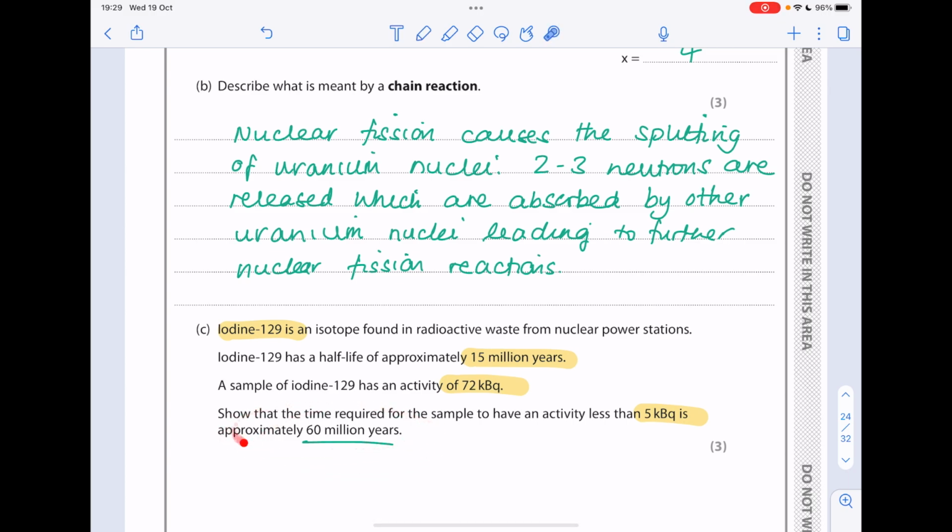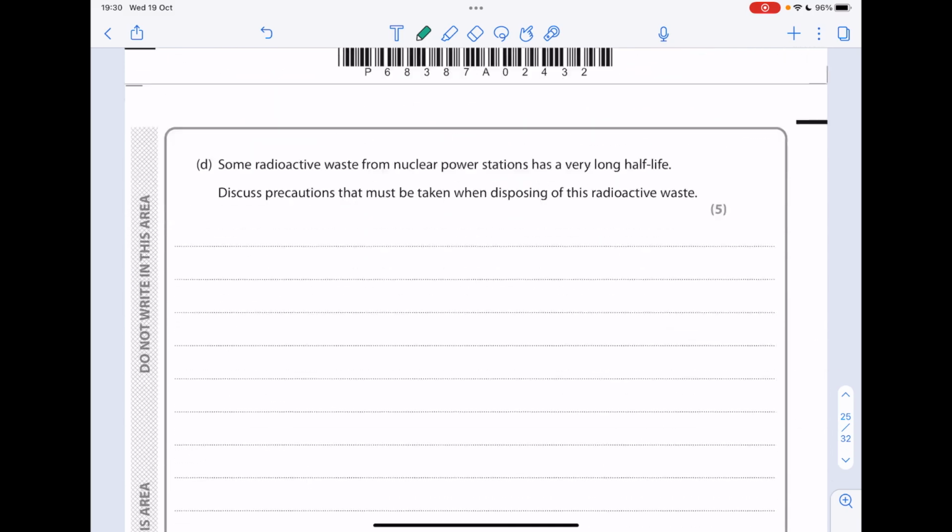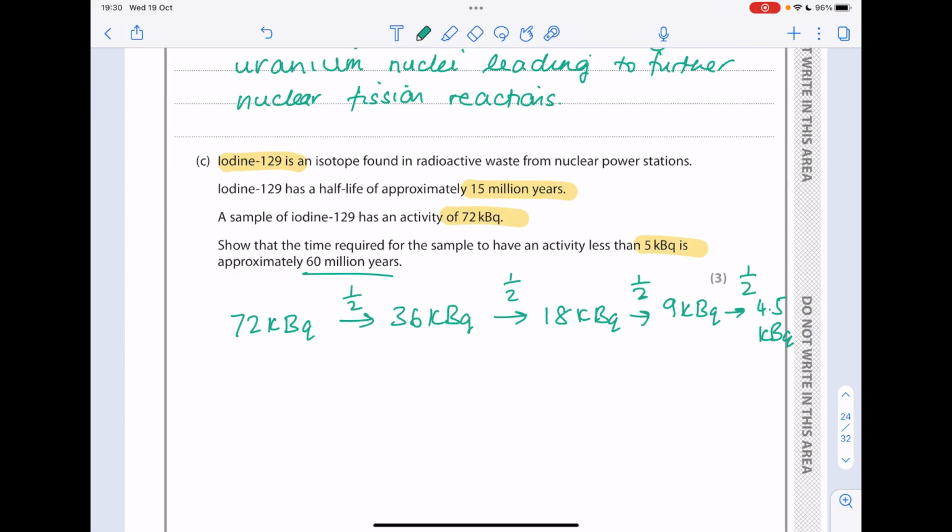You end up substituting in too many numbers and therefore you can't find the answer. This is your final answer. So whatever working we do needs to arrive at a number that's approximately 60 million years. So here we are. We have 72 kBq. After 1 half-life, its activity will be 36. 2 half-lives and we're down to 18. 3 half-lives and we're down to 9. 4 half-lives and we're down to 4.5, so we're down to less than 5 kBq.